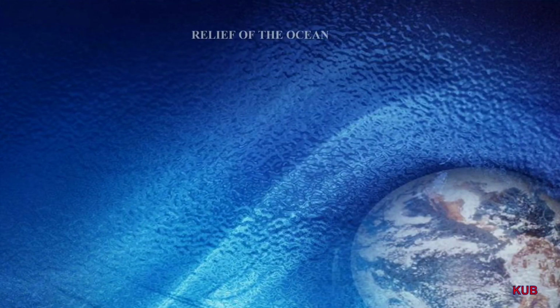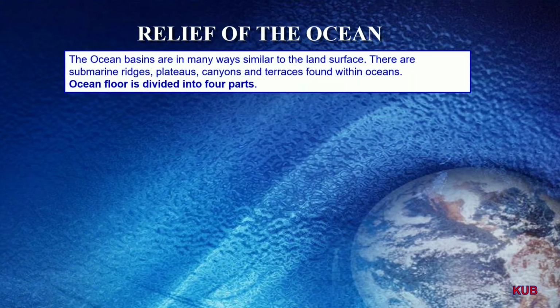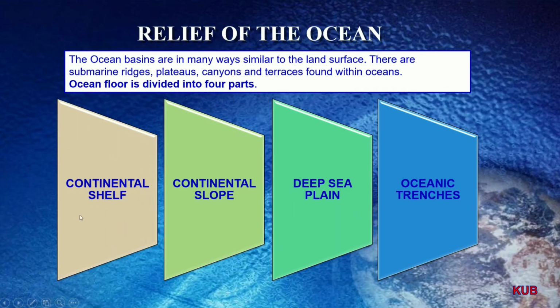Let's discuss relief of the ocean. The ocean basins are in many ways similar to the land surface. There are submarine ridges, plateaus, canyons, and terraces found within oceans. Ocean floor is divided into 4 parts, namely continental shelf, continental slope, deep sea plain, and oceanic trenches. Let's discuss this in detail.